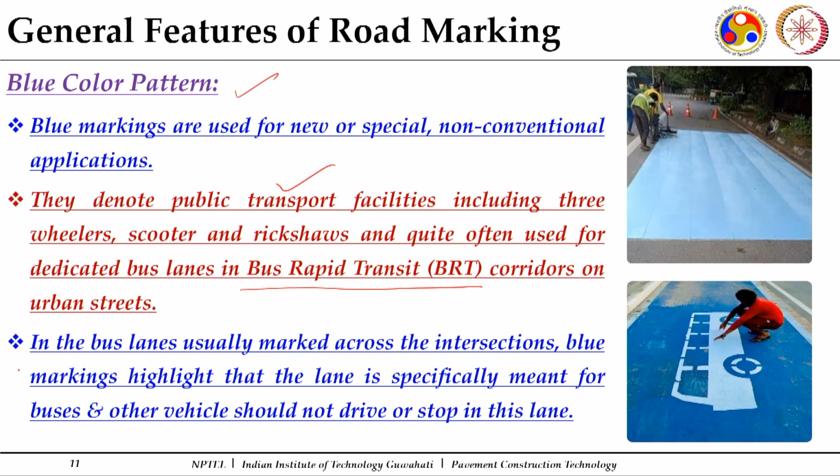And in the bus lanes, usually marked across the intersections, blue markings highlight that the lane is specifically meant for buses and other vehicles should not stop or drive in it. So this gives a special application and is for special uses, mainly concentrated on public transportation facilities.